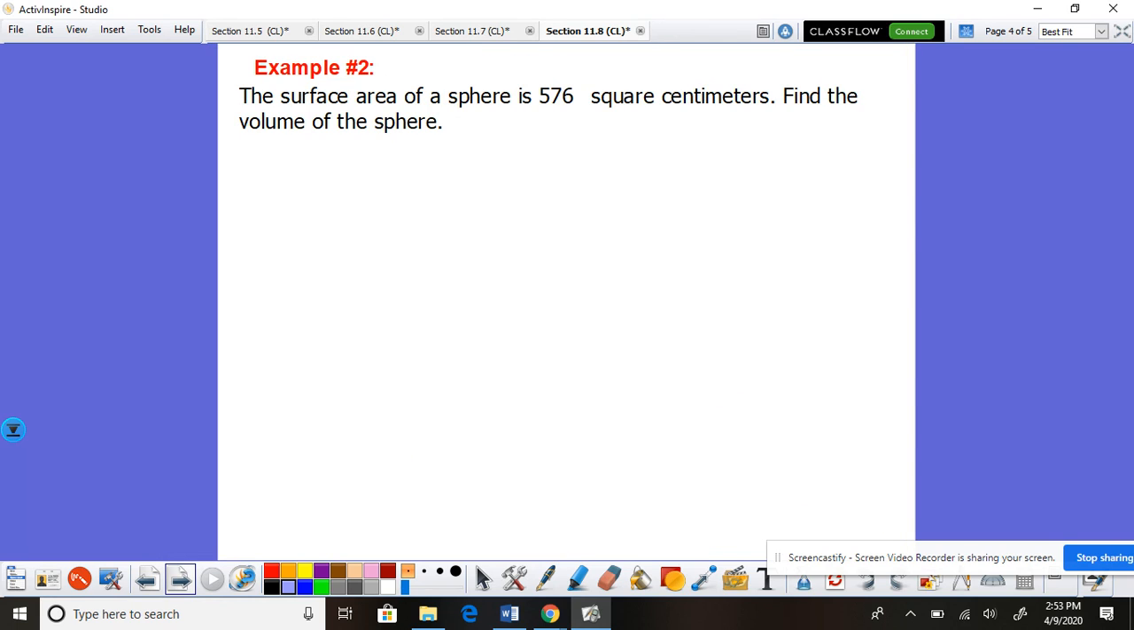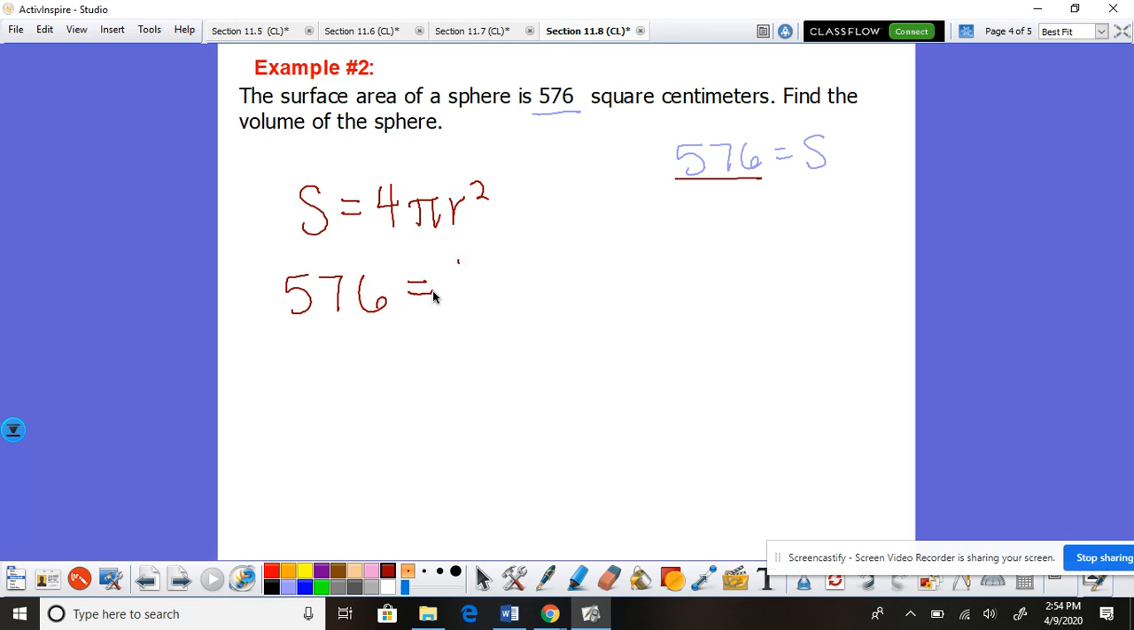All right, the dreaded word problem. The surface area of a sphere is 576. Find the volume of the sphere. To find the volume, we need the radius. We don't know the radius, but we can get it because we know the surface area. We know the surface area is 4 pi r squared, and it gives us that 576 is our surface area. So I'm going to plug 576 in for S.